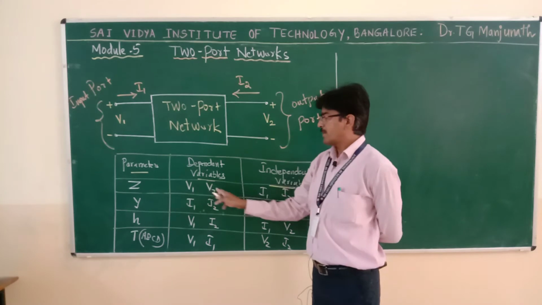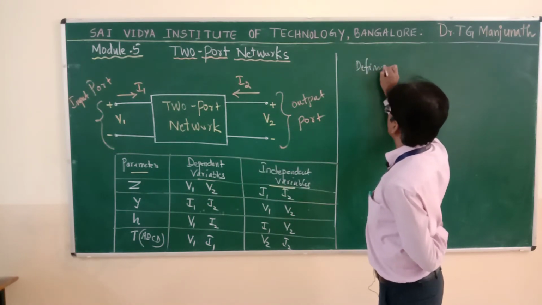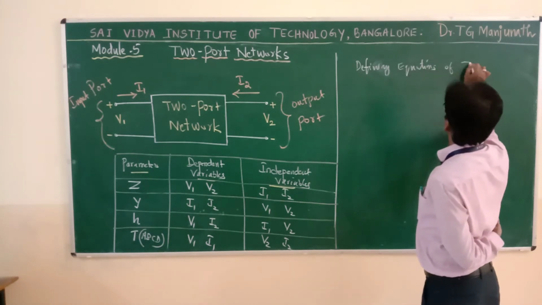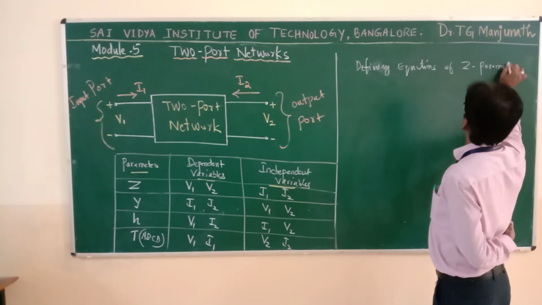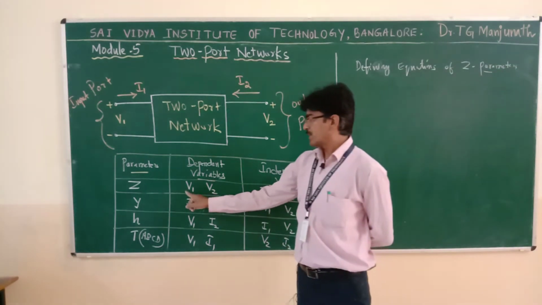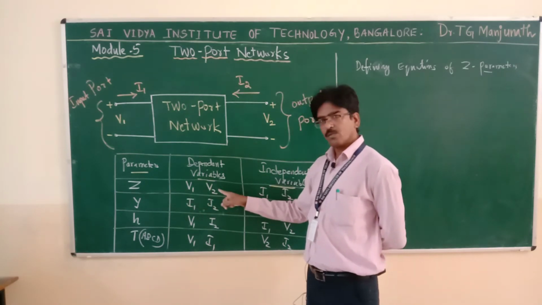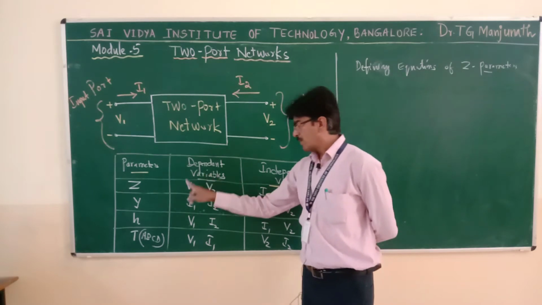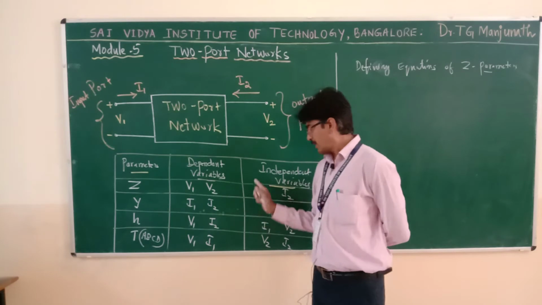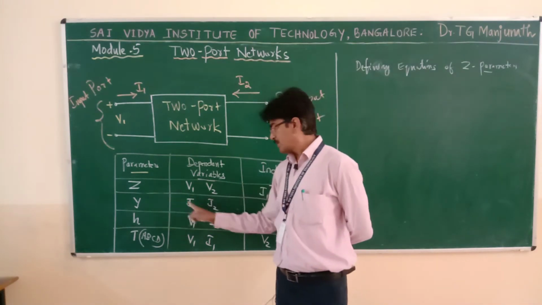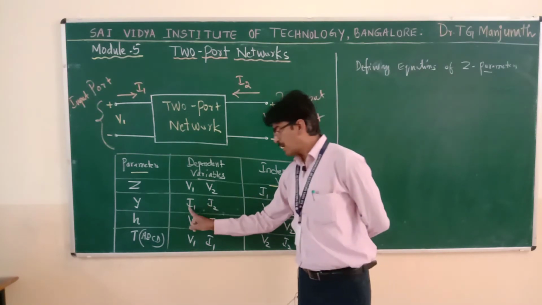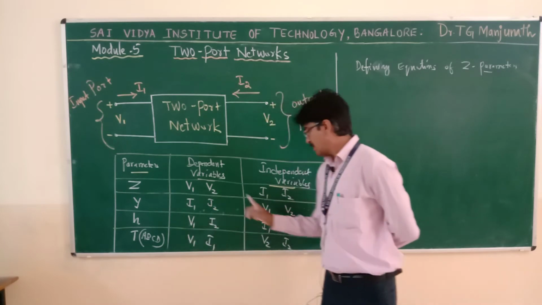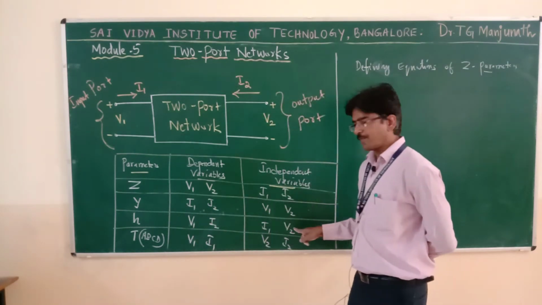Now, the dependent variables for Z. What are the defining equations? Defining equations of Z parameters. Here you have two equations, one is a voltage equation, another is also a voltage equation. V1 is depending on I1, I2, this is the meaning of this. V1 and V2 are dependent variables. V1 is depending on I1, I2, and V2 is also depending on I1, I2. In Y parameters, I1 and I2 are depending on V1, V2, meaning I1 is depending on V1, V2, and I2 is also depending on V1, V2. Similarly, in H parameters, V1 is depending on I1, V2, and I2 is also depending on I1, V2, like that.